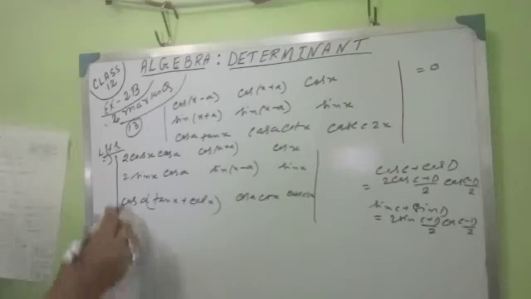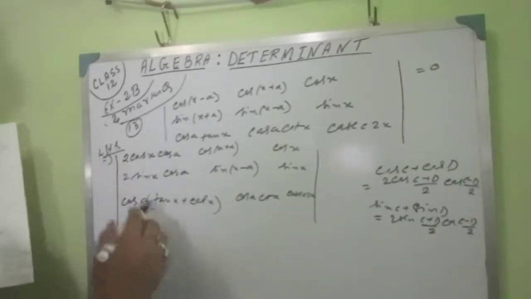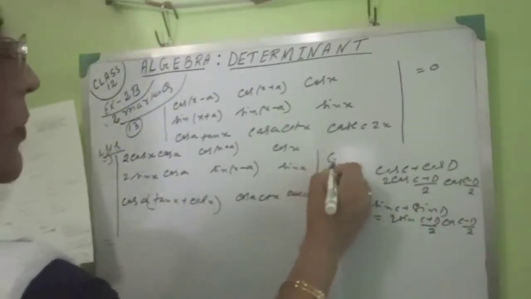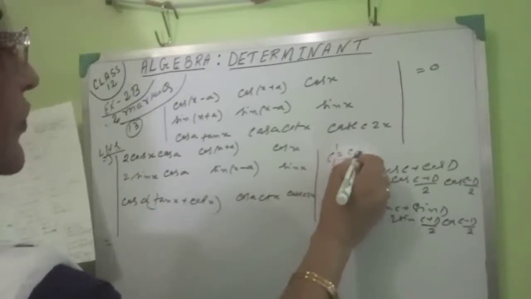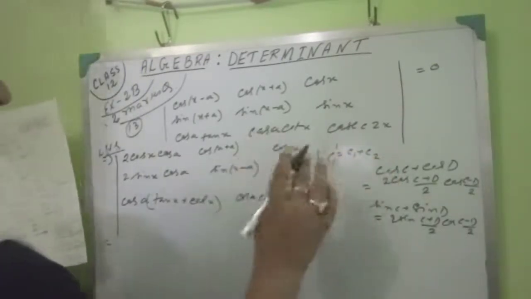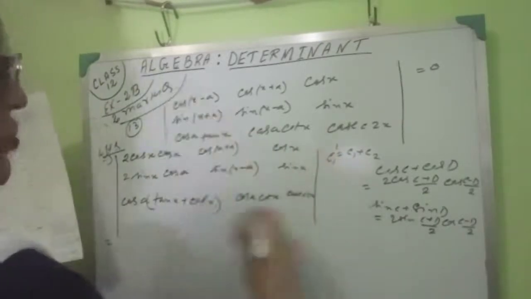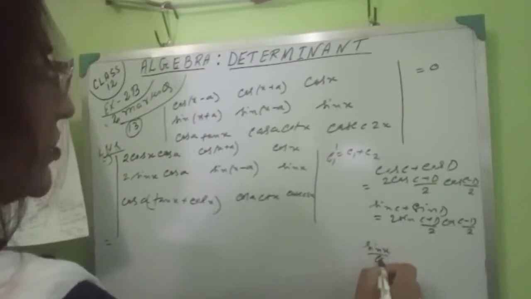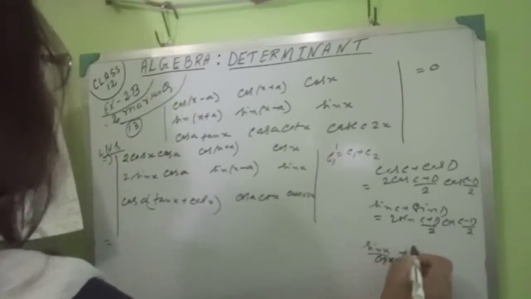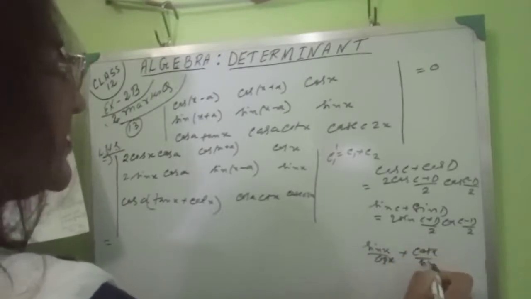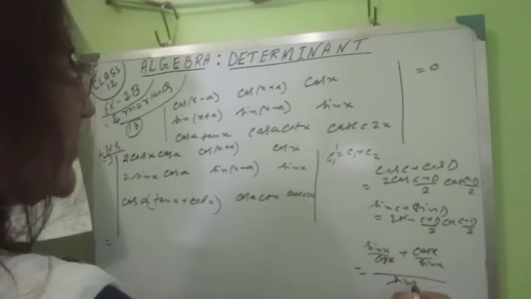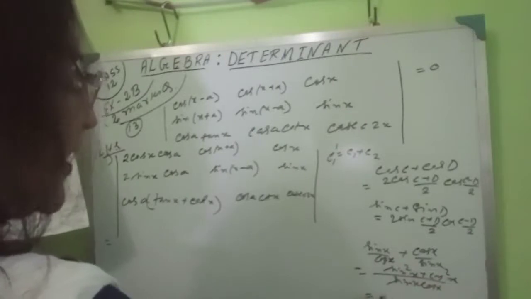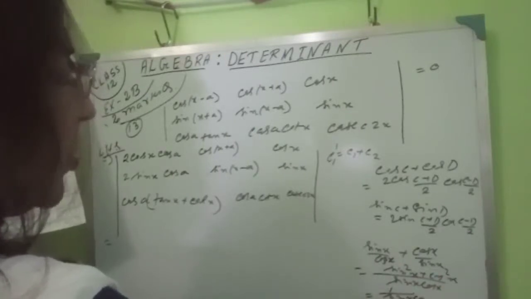Now take common 2 cos a. Let us change this part first, tan x plus cot x. What's the value of tan x plus cot x? Always write the operation you are giving here. Always remember this. Without the operation, don't try to do this. Tan x means sin x by cos x, and cot x means cos x by sin x. Do the LCM, then we get sin x cos x, and in the numerator sin² x plus cos² x, which equals 1 by sin x cos x.